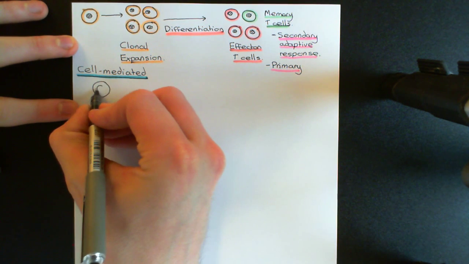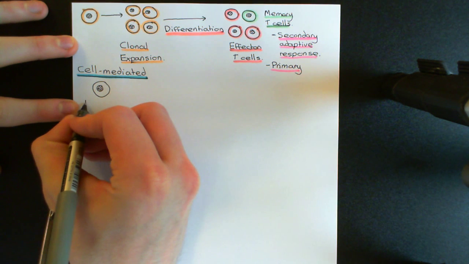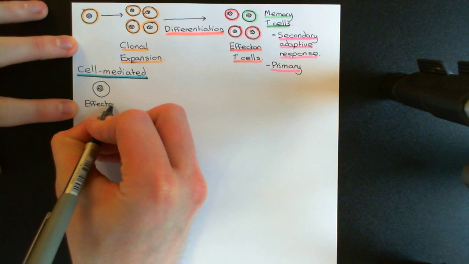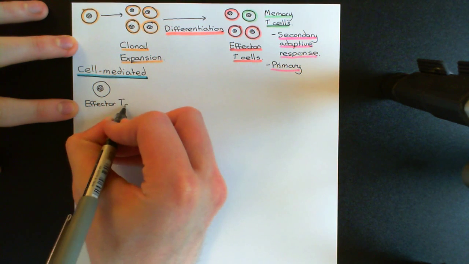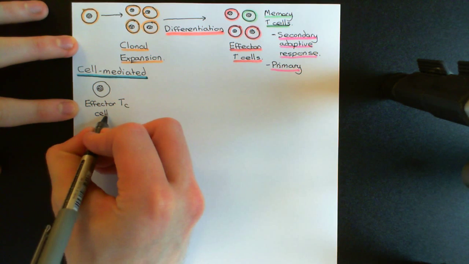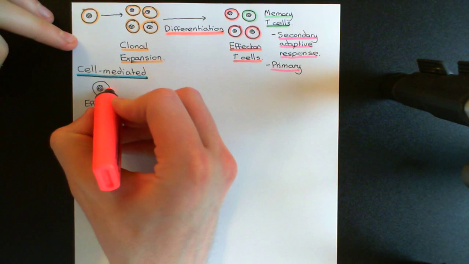Okay, so here we go. So let's say this is my effector cytotoxic T cell, or my effector CD8 positive T cell. So I'll just put T subscript C for cytotoxic T cell. Okay, so what are these effector cytotoxic T cells now going to do?